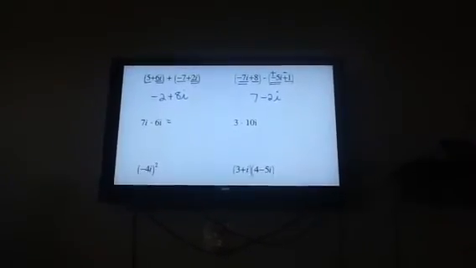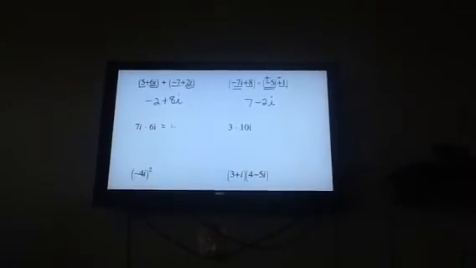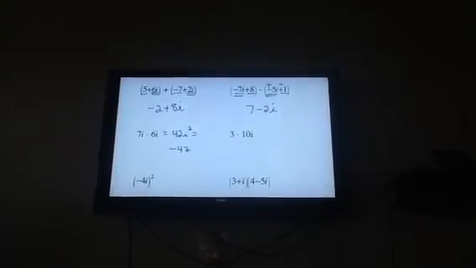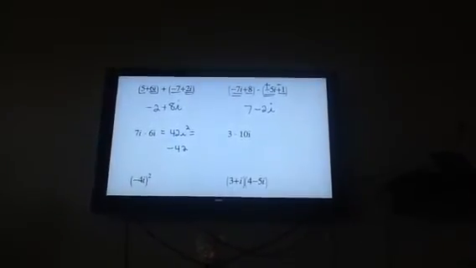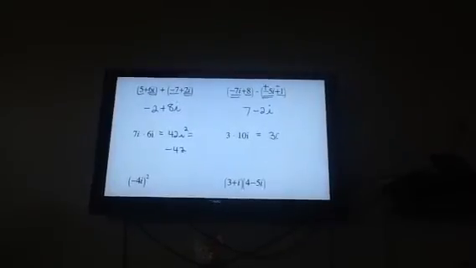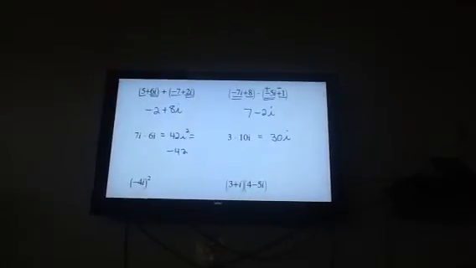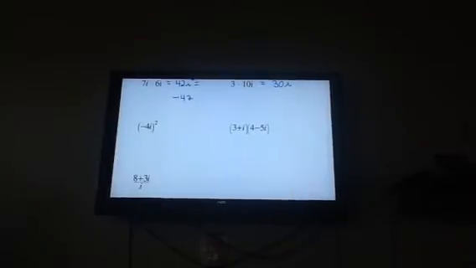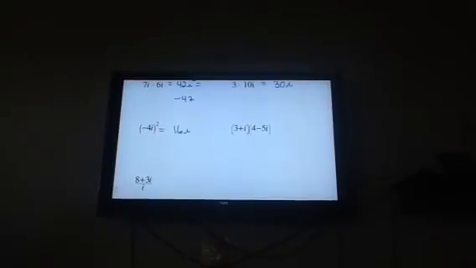We multiply i's just like we're multiplying x's. So 7i times 6i, 42i squared, which is negative 42. Three times 10i, 30i. Negative 4i squared means negative 4i times negative 4i, which is positive 16i squared, which is negative 16.